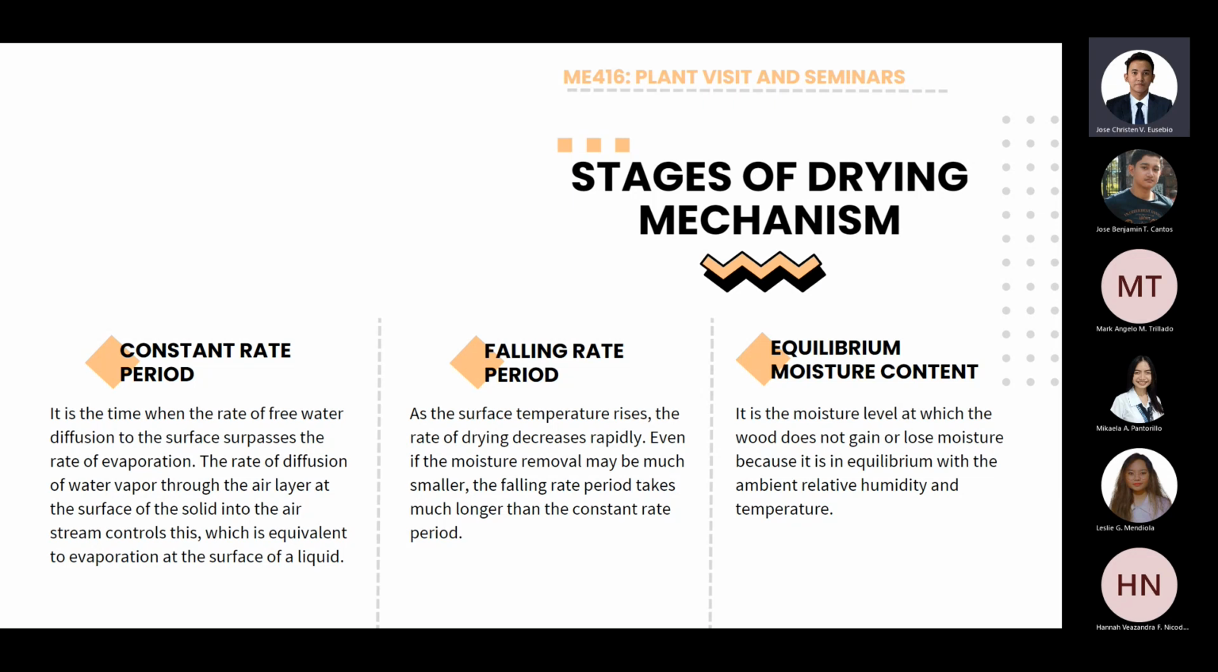Falling rate period. As the surface temperature rises, the rate of drying decreases rapidly even if the moisture removal may be much smaller. The falling rate period takes much longer than the constant rate period. Lastly, equilibrium moisture content is the moisture level at which the wood does not gain or lose moisture because it is in equilibrium with the ambient relative humidity and temperature.